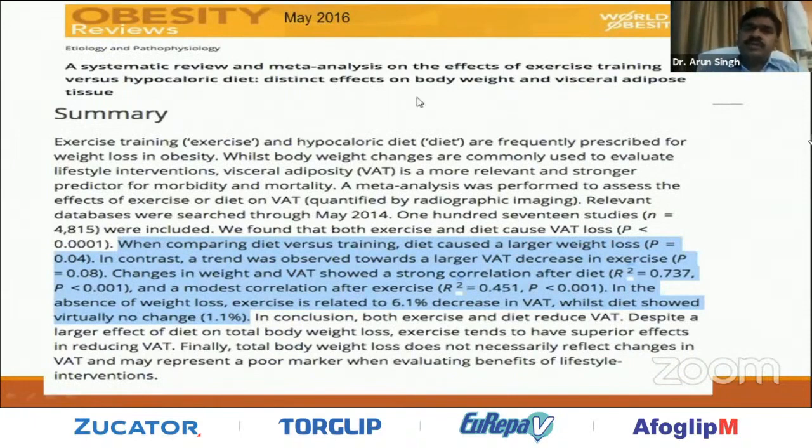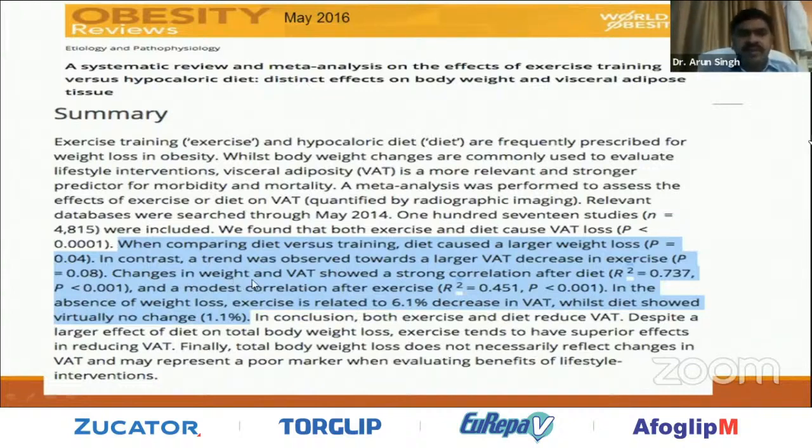Then another important intervention in the management of obesity is exercise. This is an interesting observation from a systematic review and meta-analysis on the effects of exercise versus hypocaloric diet. When comparing diet versus training, that is exercise, diet caused a larger weight loss, but in contrast, a trend was observed towards a larger visceral adipose tissue decrease with exercise. So though diet caused larger overall weight loss, the visceral adipose tissue loss was more seen with exercise.